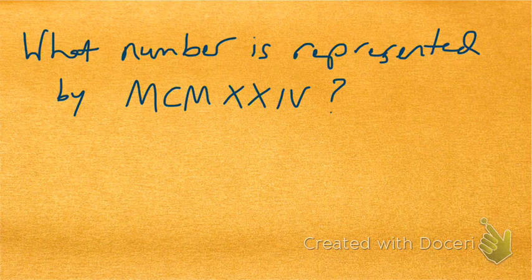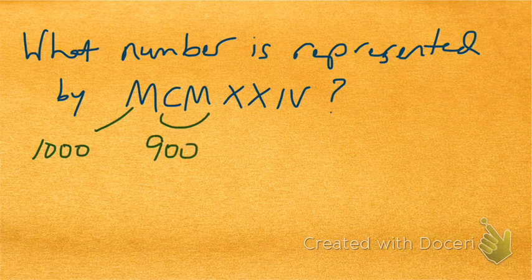Moving right along, more practice. What number is represented by MCMXXIV? I don't know. That M is 1,000. We see a C coming before an M. If it were a C coming after an M, that would be another 1,000 and 100. But because the C is before the M, we've got to subtract. 100 taken away from 1,000 is 900.